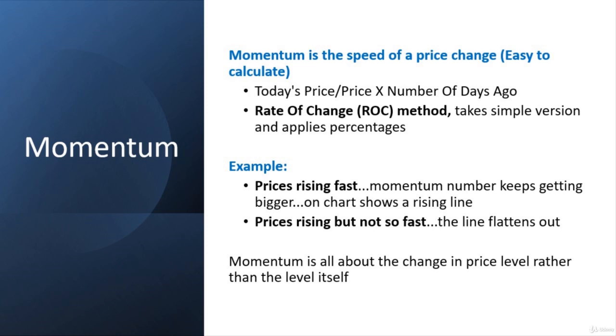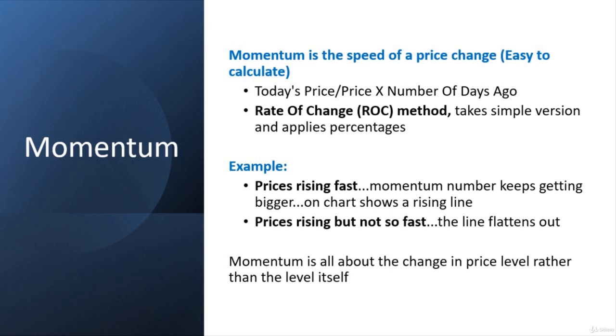For example, if prices are rising fast, the momentum number that you can use as an indicator is going to keep getting bigger. On a momentum chart, and we'll see some examples later in this section, it's going to show a rising line, right? If you see a rising line, that shows prices are rising fast. If prices are rising, but not so fast, the line will start to flatten out. You're going to see that line not be as steep, as prices maybe are rising, but not that fast.